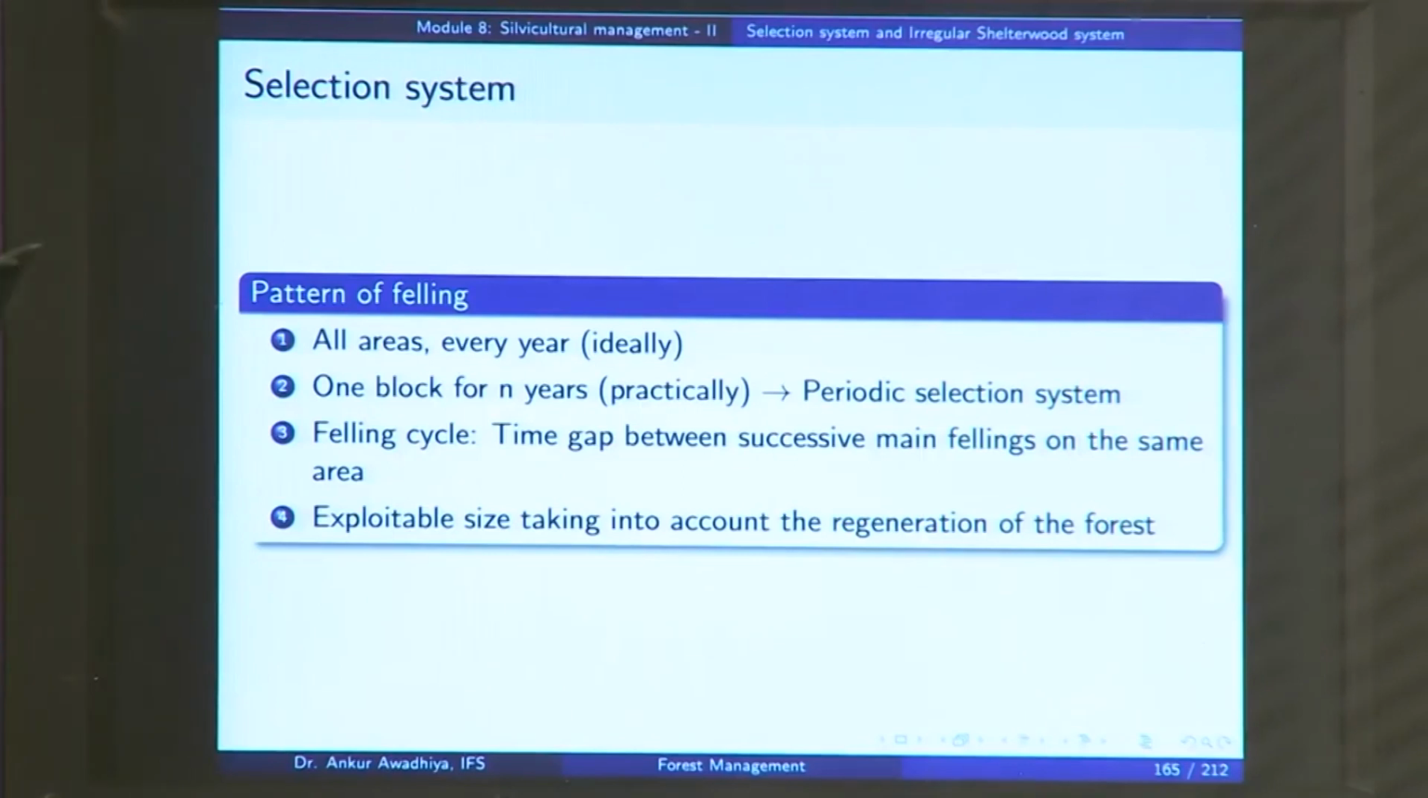And in the case of the periodic selection system, we define a felling cycle. So, felling cycle is the time gap between successive main fellings on the same area. So, if you visit an area this year, when is the next time that you are going to visit this area? That will be known as the felling cycle.